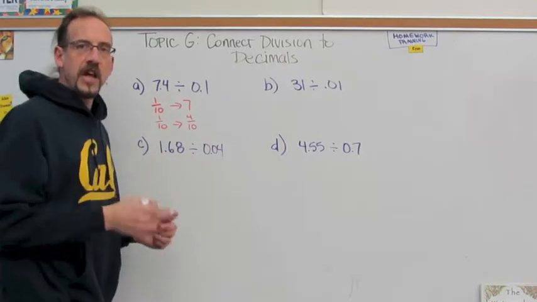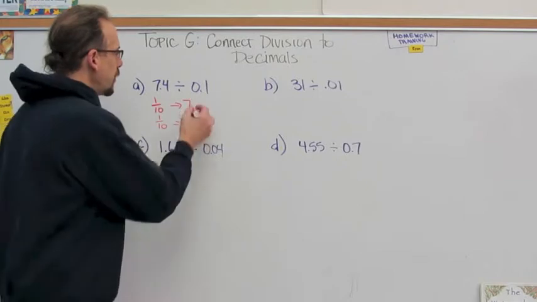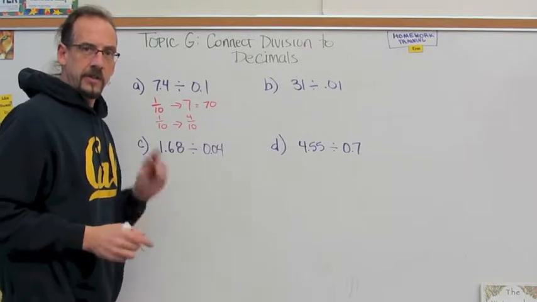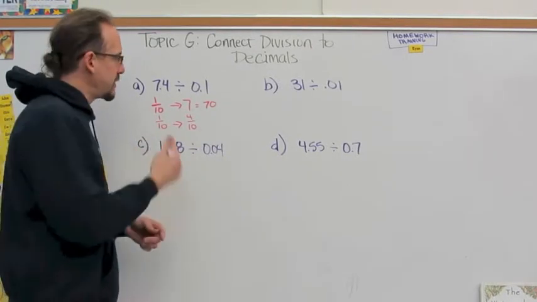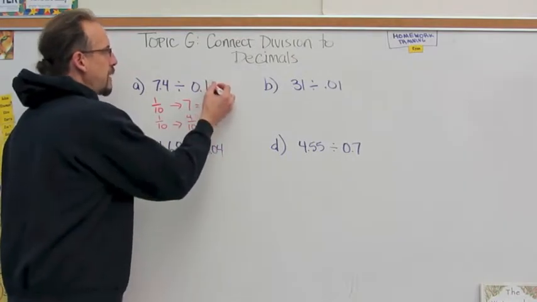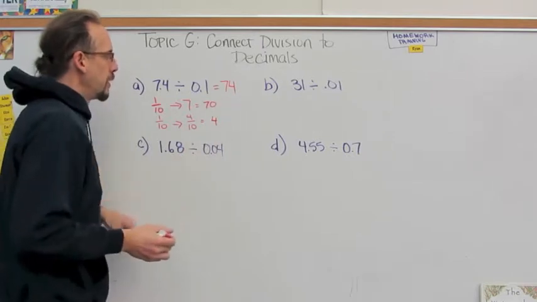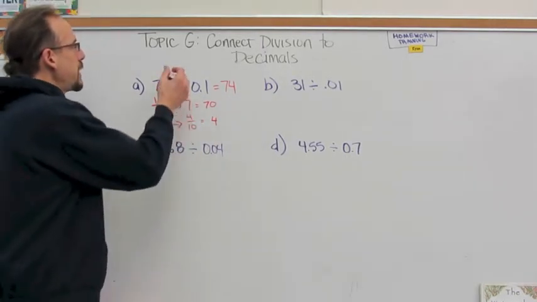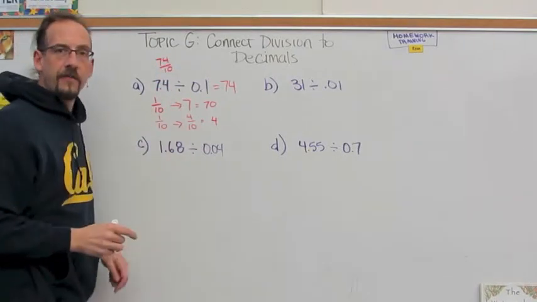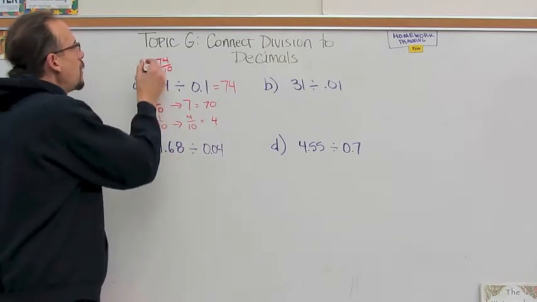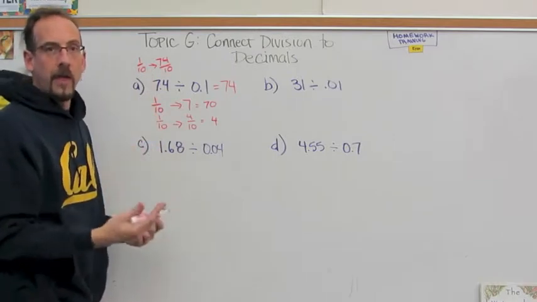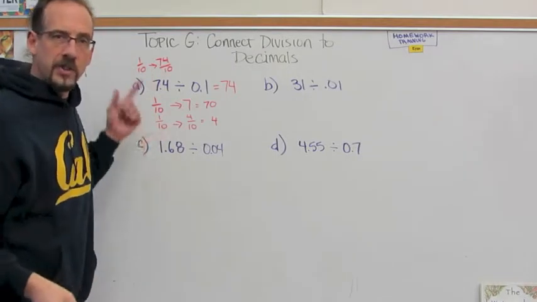And I know that there are 10 1/10 in 1, so there must be 70 1/10 in 7. 10 1/10 in 1, 70 in 7. And I know that there are 4 1/10 in 4/10, so that means this must be 74. Another way to think about it would be 74/10, turning that into the fraction that means, and then think how many 1/10 are in 74/10. Well, there are 74 of them. So there's two ways to look at that.